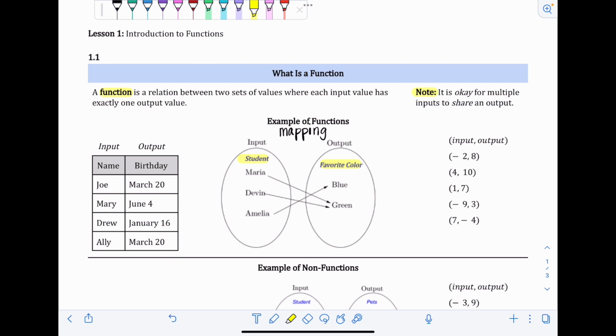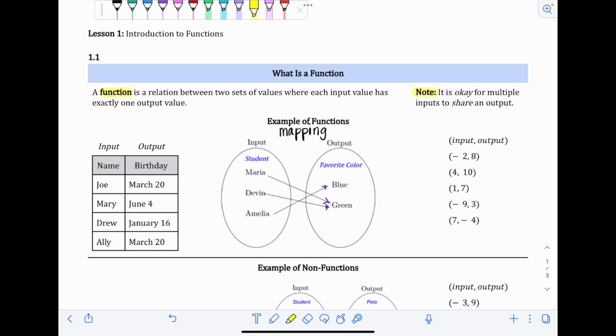So if we follow the arrow from each student, each student only has one favorite color. I know in real life you could maybe have more than one, but in this case, let's say you just have to pick your very favorite. So the input, Maria, has this one favorite color, green. The input, Devin, also has one favorite color, green. And then Amelia has that one favorite color, blue. So each input, each student only has one favorite color, one output. So that makes it a function.